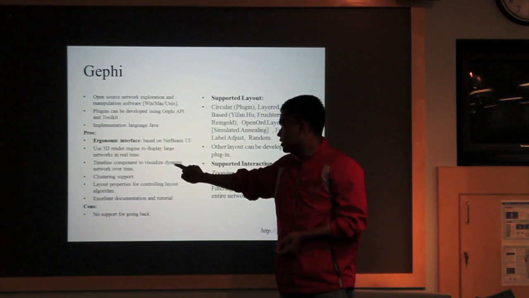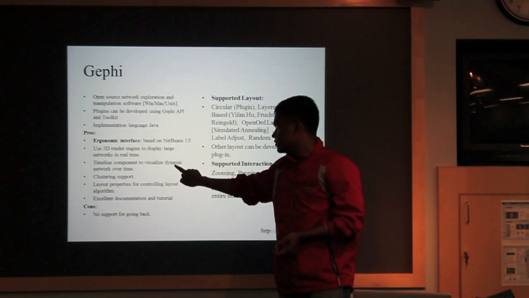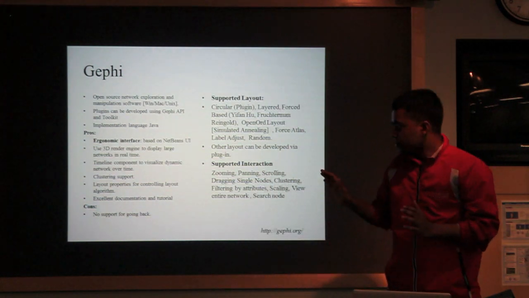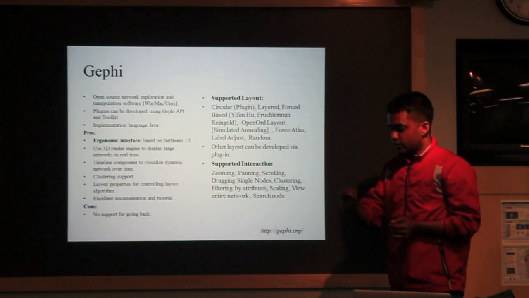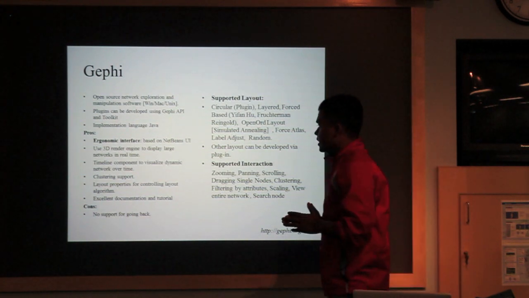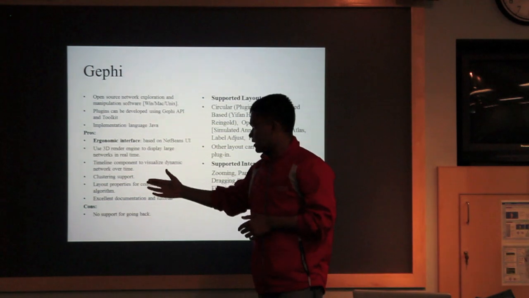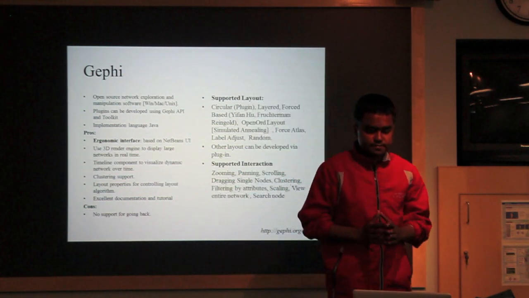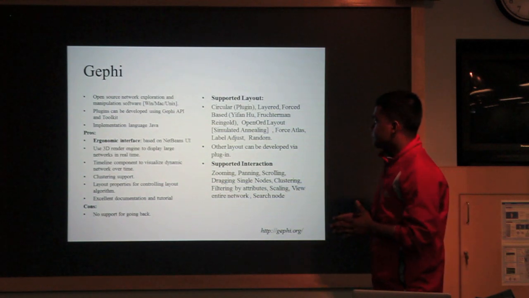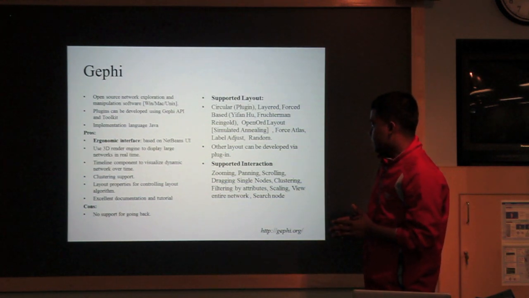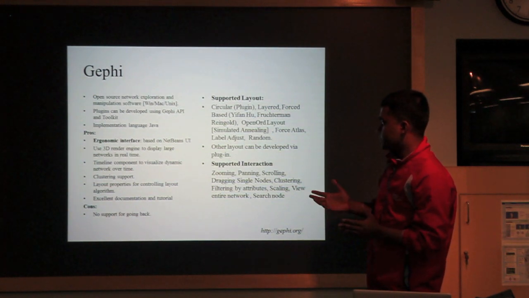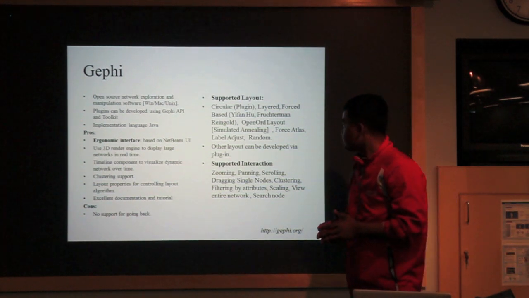And the most important part is it has a timeline component to visualize dynamic networks. Like if your network evolves over time, you can use this timeline component and go through this slider, and the network will change over time. It also has good clustering support, so you can cluster your nodes based on attributes. And it also gives you access to control the layout algorithms by providing various attributes.